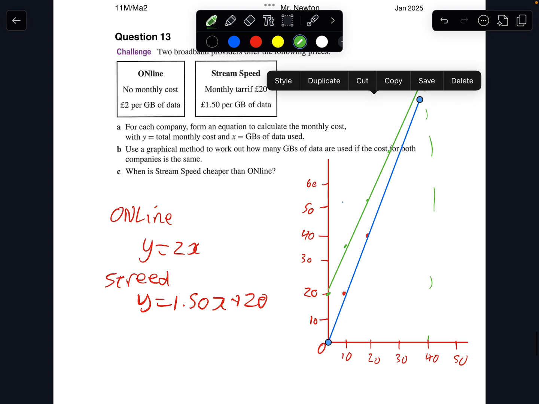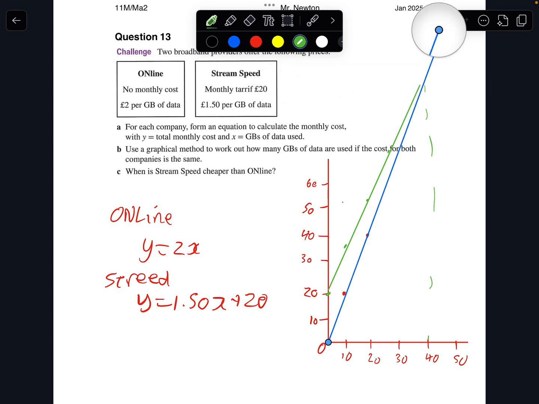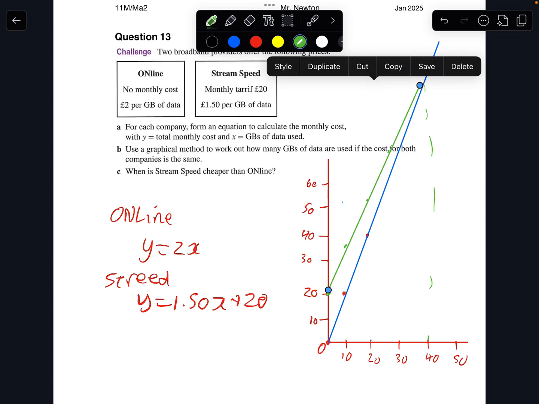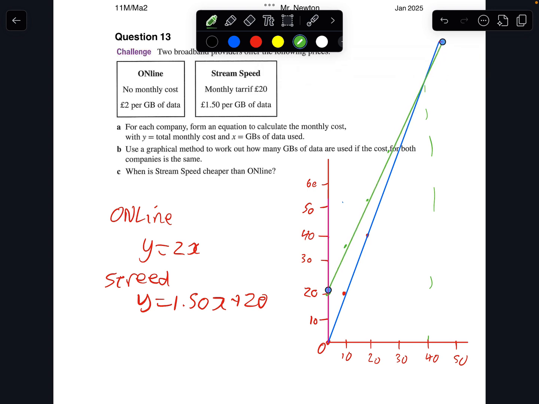If I extend this a bit further, and I extend this a bit further. I don't know why we're asked to do it this way, but we're asked to do it this way, so I guess this is how we're doing it. Just ask for graph paper in the exam, I guess. I'm going to say they touch at 40, so when x is 40, part B, when x equals 40.